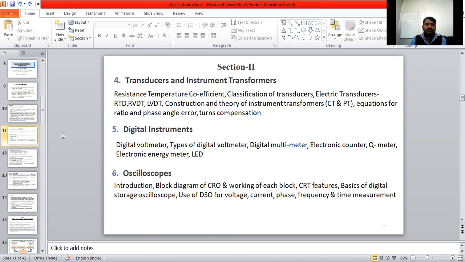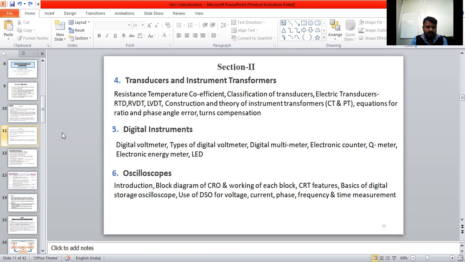It is not only a pure electrical subject. This subject is applicable for electronic students, instrumentation students, and electrical students, and even mechanical students are going to use it. So these instruments are applicable for multidisciplinary engineering branches, streams we are going to call them.